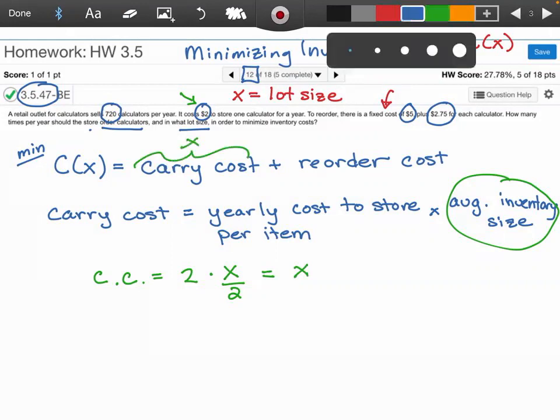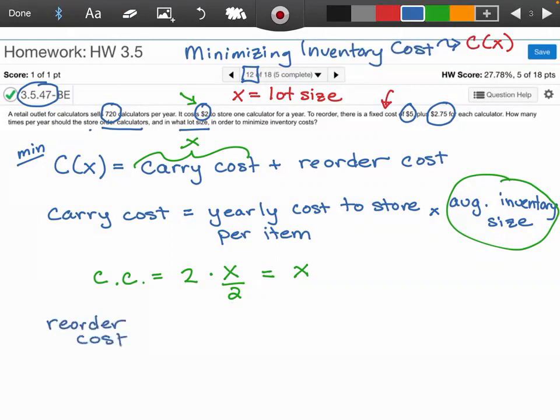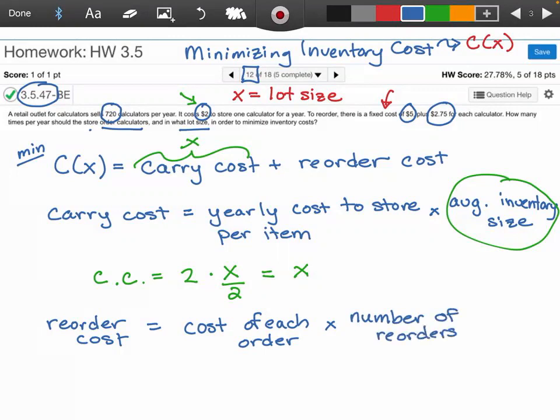Okay, let's work on the next part. Our reorder cost is just going to be the cost of each order times the number of reorders. Okay, let's figure this stuff out. Okay, so we'll call reorder cost RC. Why not?